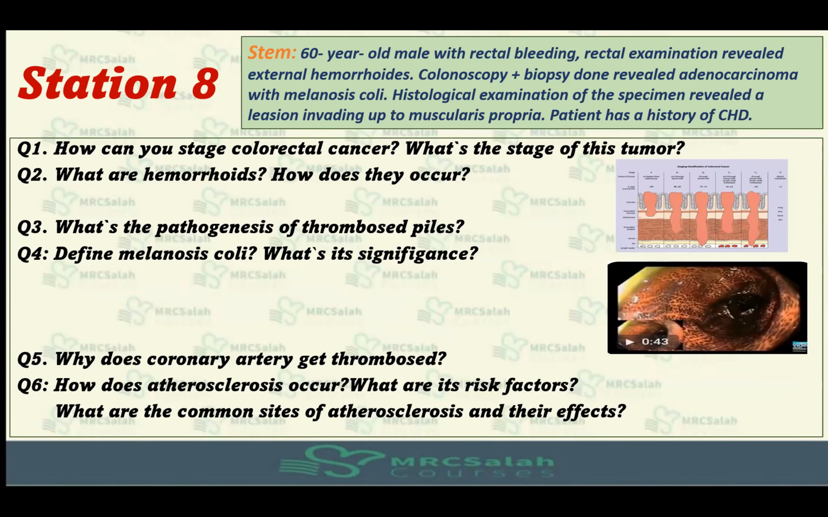And what else? What are the other sites? Lower limb, and it can be in the heart, can cause myocardial infarction. Yes, great. Intestine, it can cause mesenteric occlusion. Yes, mesenteric ischemia, perfect. So the coronaries, cerebral, renals, mesenteric, lower limb and the aorta.